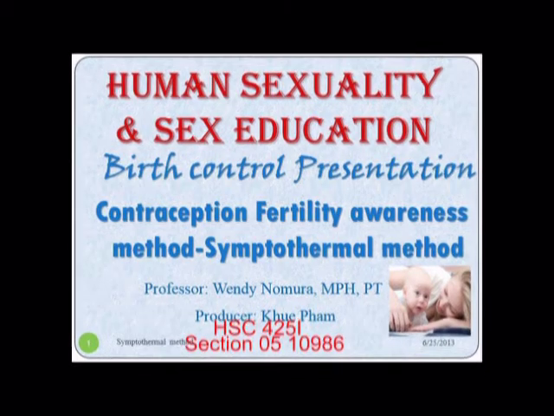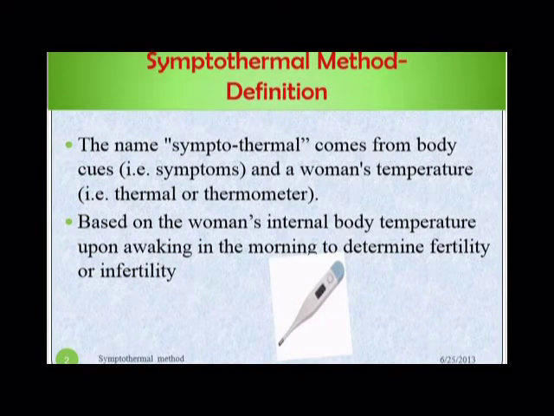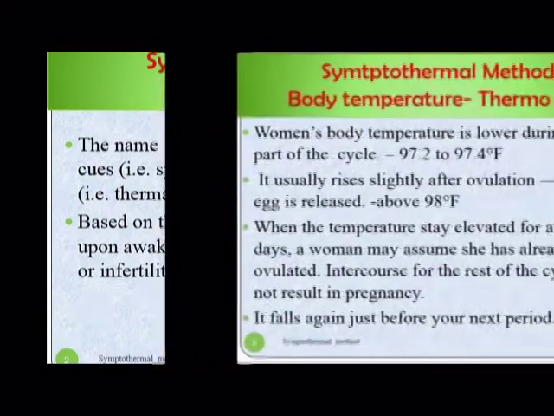Hello everyone, let's start with the definition of the symptothermal method. The name symptothermal comes from the body cues, symptoms, and the woman's temperature, thermal or thermometer. The method is based on the woman's internal body temperature upon awakening in the morning to determine fertility or infertility to avoid unexpected pregnancy.